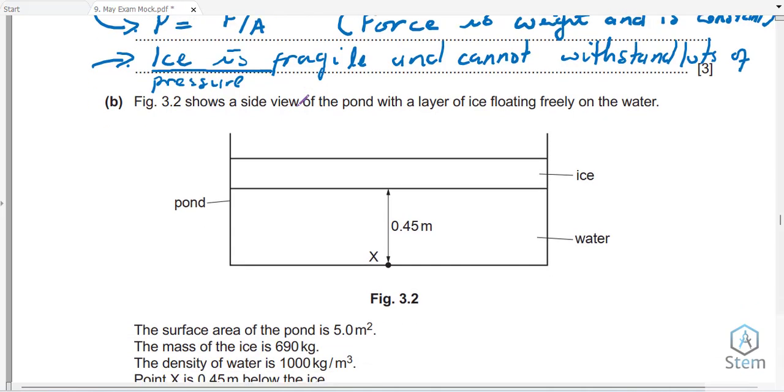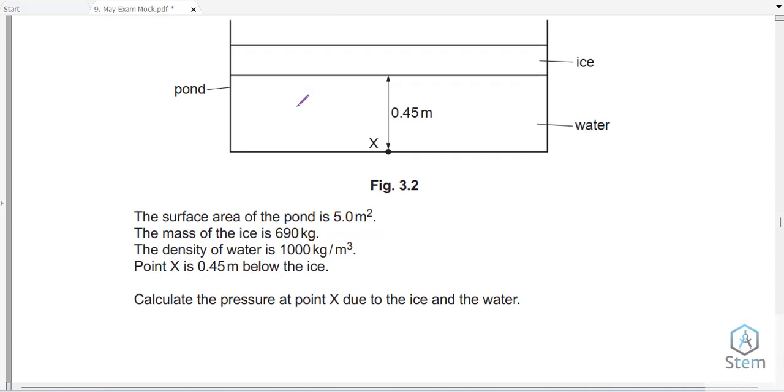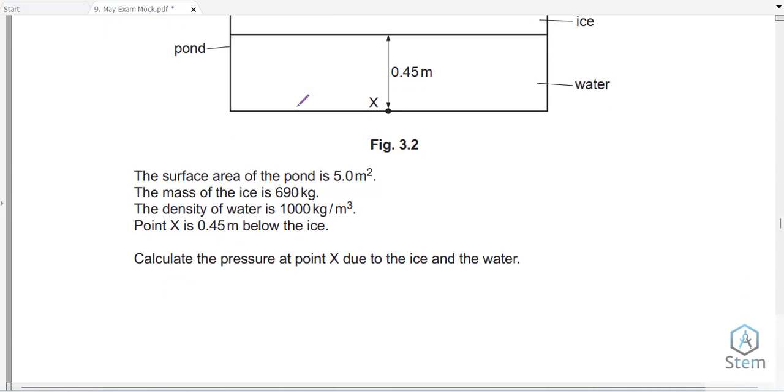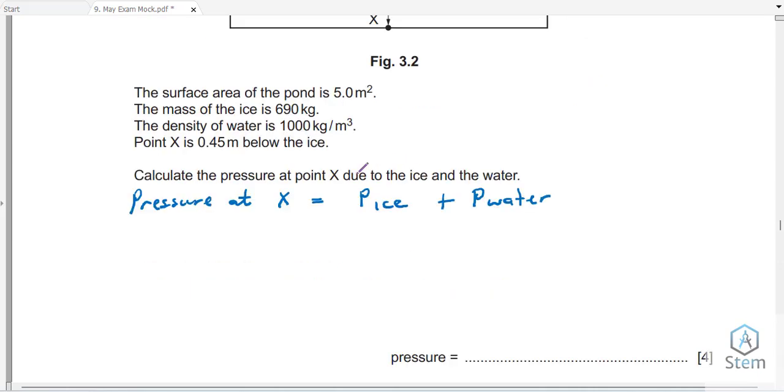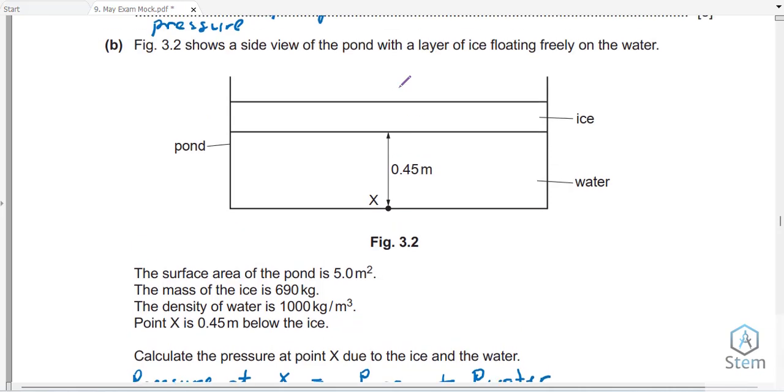Fig 4.2 shows a side view of the pond with a layer of ice floating freely on the water. We are given the details. Calculate the pressure at point X due to the ice and the water. The pressure which is felt at X is the sum of pressure due to the ice plus the pressure due to the water. The pressure due to the ice, we say P is equal to force over area.